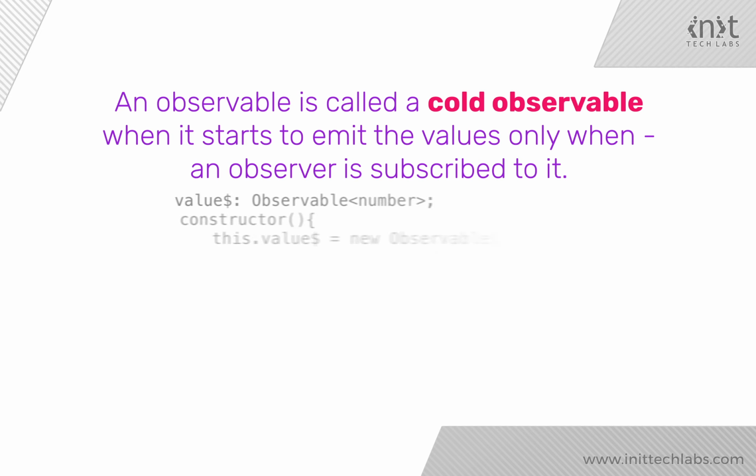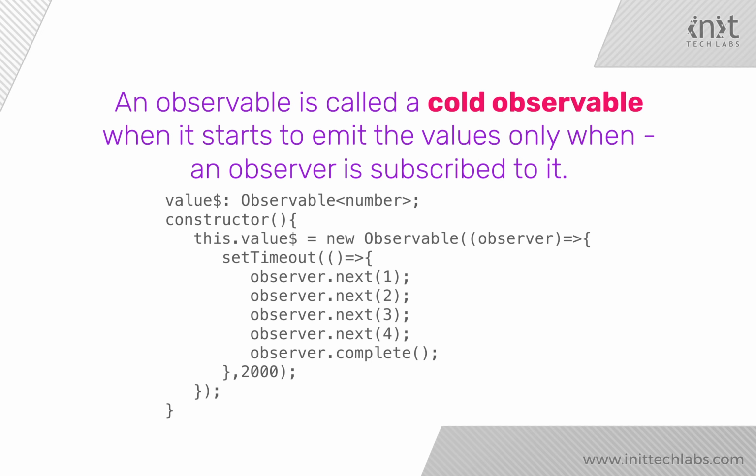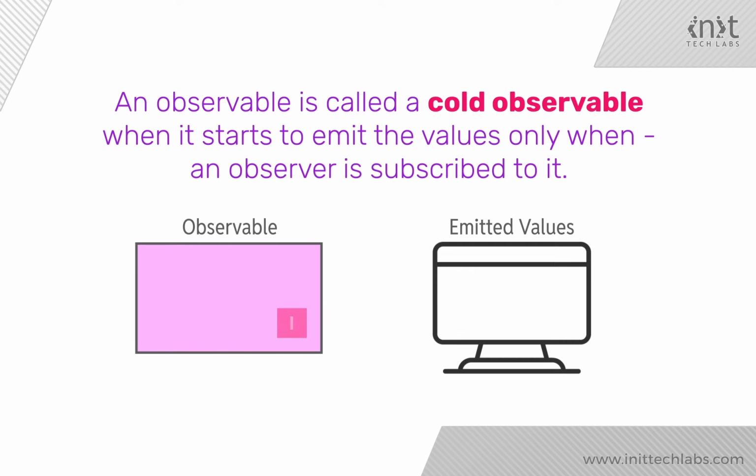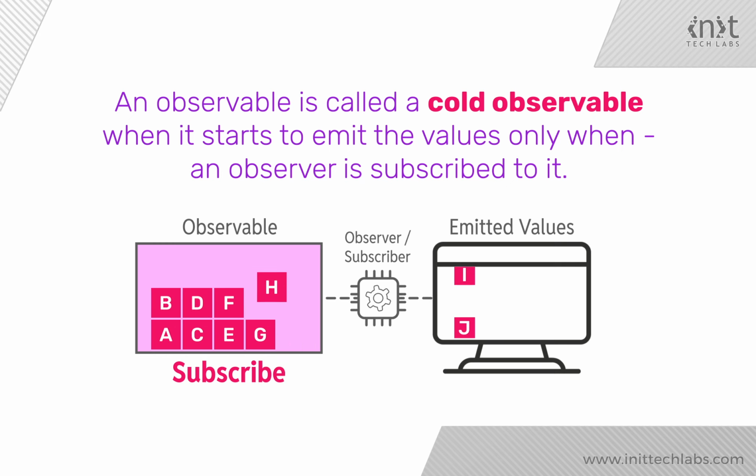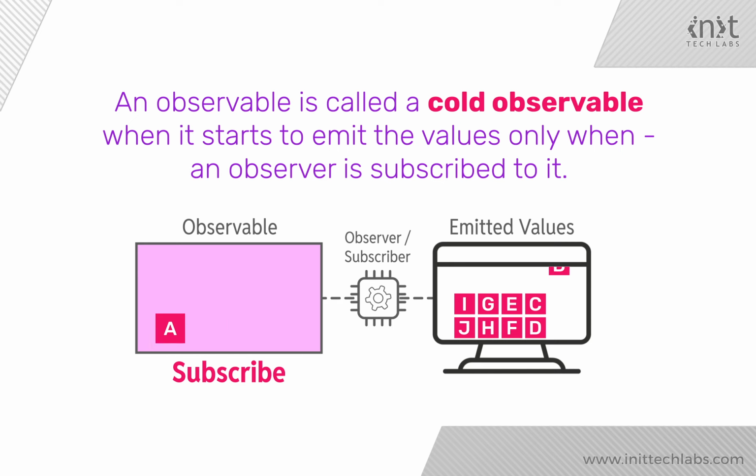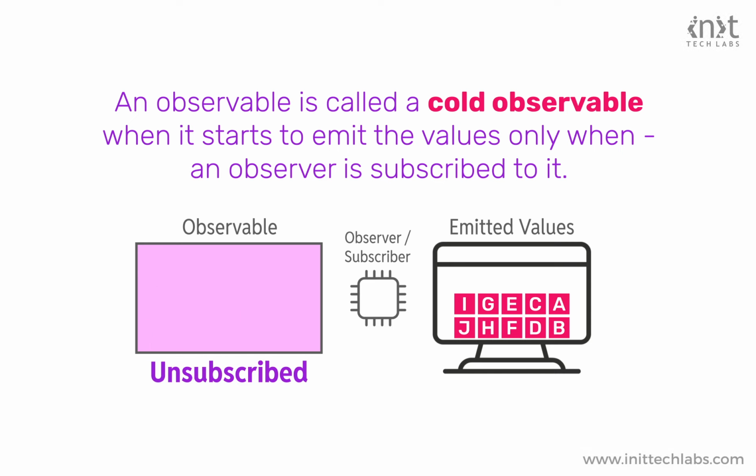An observable is called a cold observable when it starts to emit the values only when an observer is subscribed to it. This is a default behavior which we see often in observables, that we create an observable and the observer or the subscriber subscribes to the values that are emitted.